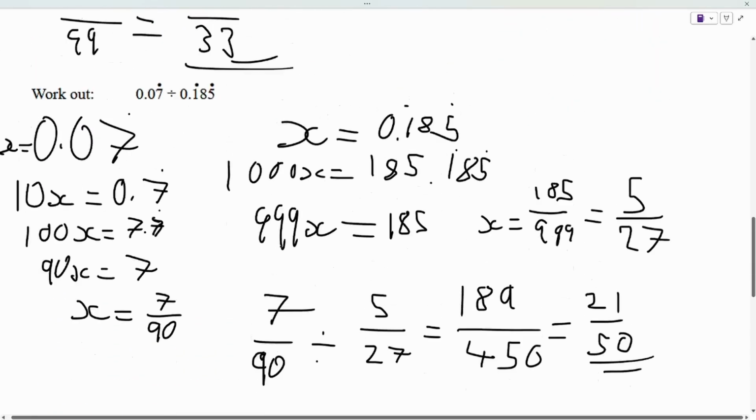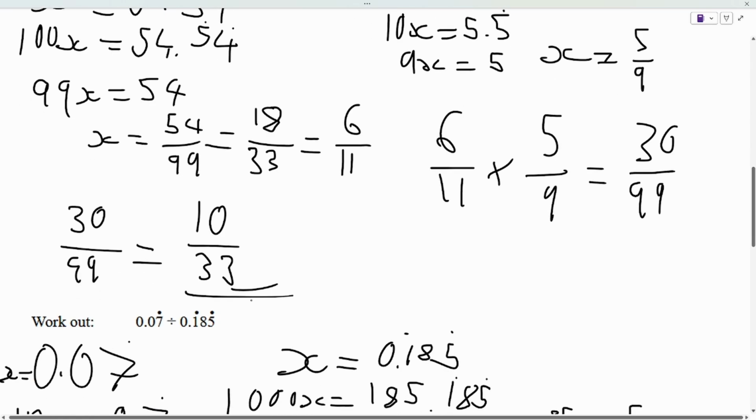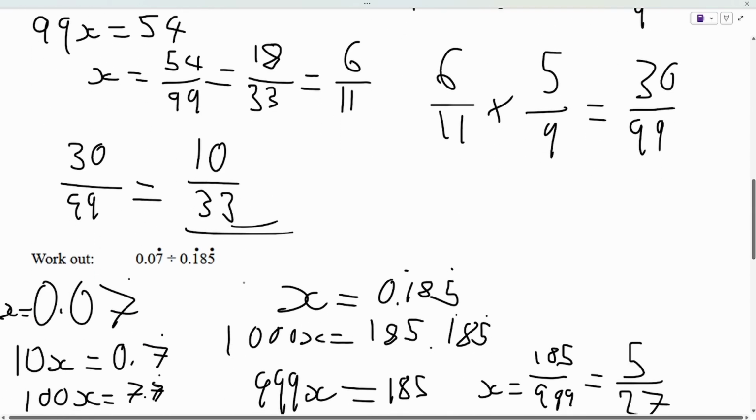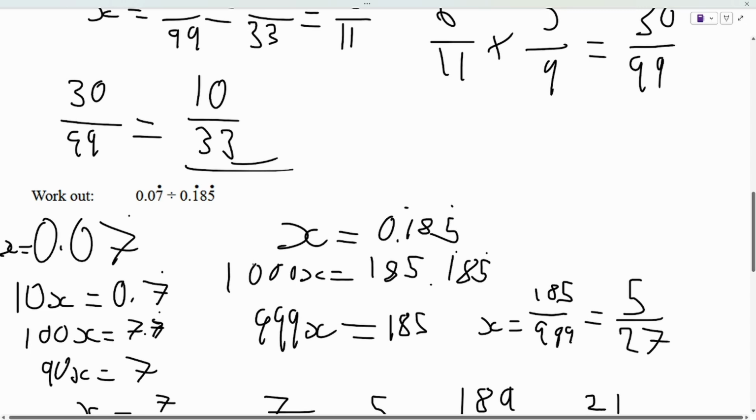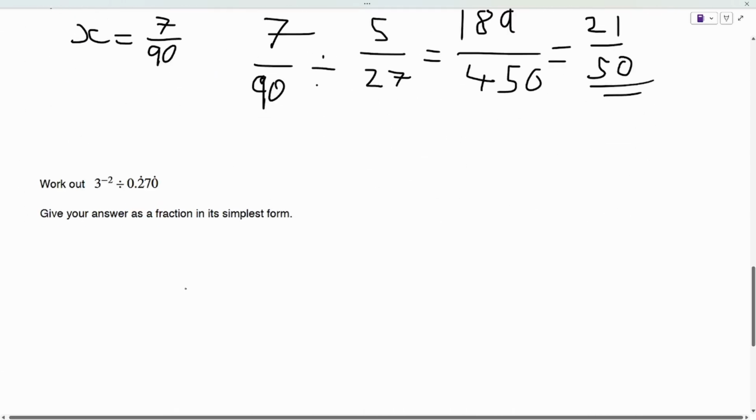So yeah, with these questions where you could even add them or subtract them, just convert them into fractions, and then it's just a basic primary level question, adding and subtracting fractions.